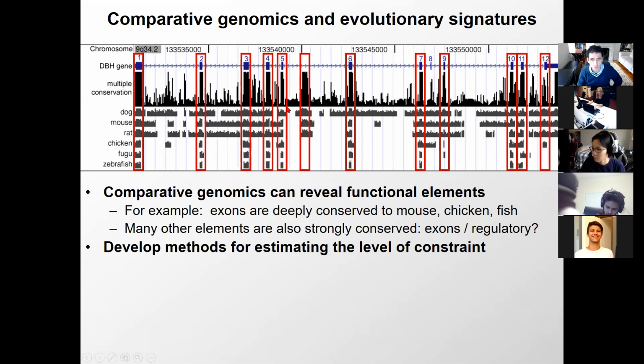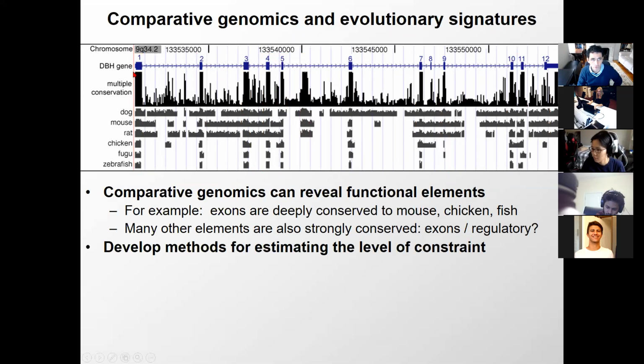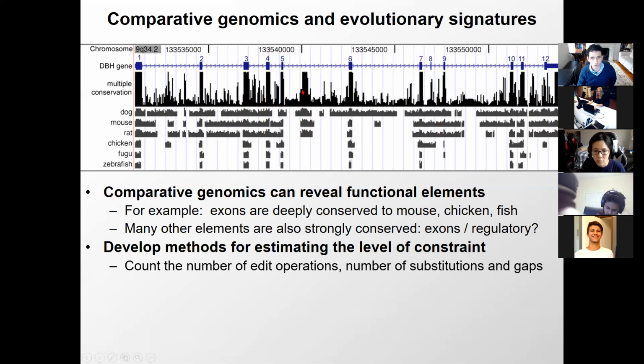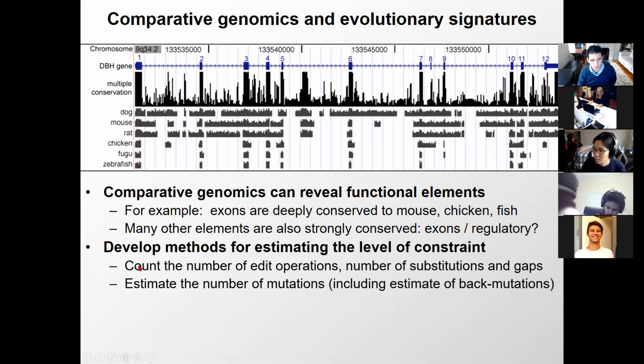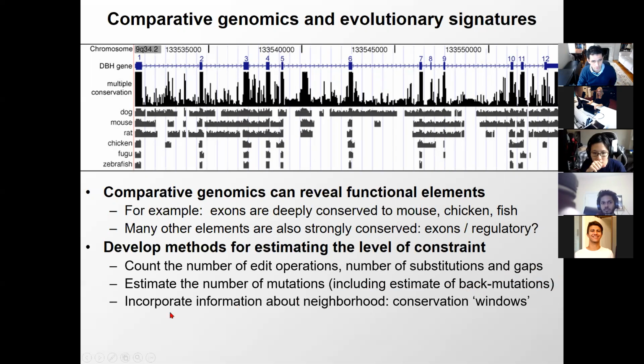And we can now ask, well, great, let's first of all develop methods for detecting constraint. And then we're going to develop methods for distinguishing different classes of constraint. So for detecting constraints, we talked about how we can count the total number of edit operations or the number of substitutions and gaps. And that's what our dynamic programming lecture was about. Or we can estimate the number of mutations, including an estimate of back mutations. And that's going to be the focus of our phylogenetic lectures, lectures 3 and 4 of this module.